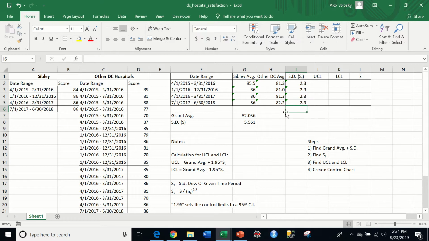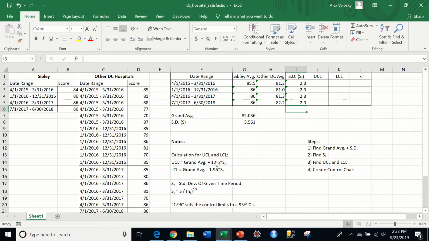Okay, so we got our grand average, we got our standard deviation, we got our standard deviations for all the time periods. Now we can begin to calculate our upper and lower control limits. So the equations for those I've noted right here. For the upper control limit, that will be our grand average plus 1.96 multiplied by the standard deviation of that time period.